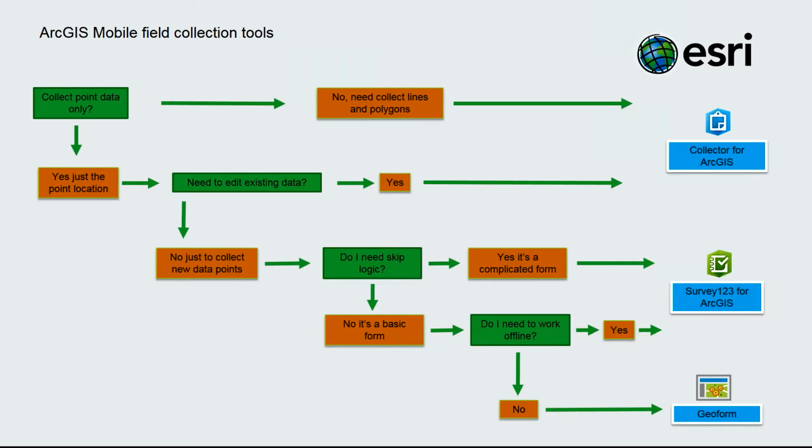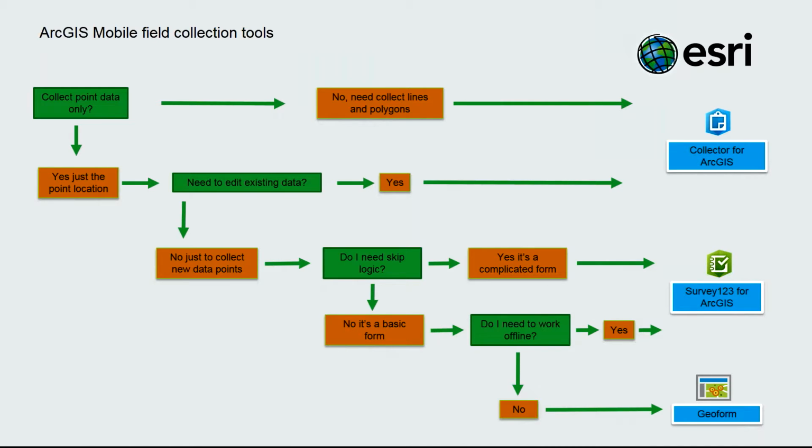Sure. The thing now is, we have several different methods for collecting data on the go, whether that's on a web browser or on a mobile device. So just to try and simplify it a little bit, we put this little diagram together to help you make some initial decisions about which app might be best for the type of data collection you're doing. One of the things on Collector is that Collector will collect lines and polygons as well as points. So if you need to do lines and polygons, you need to use Collector. If it's just point data, Collector will do that as well.